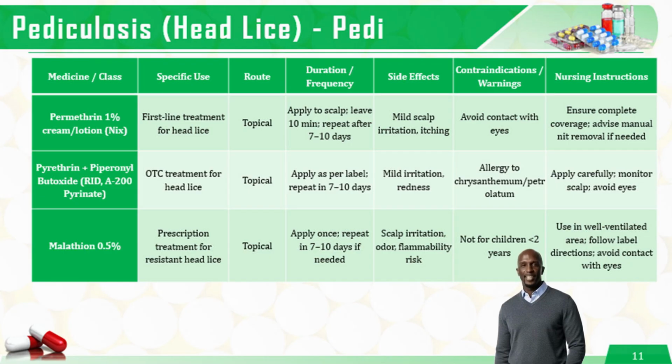Permethrin 1% lotion, known as Nix, is the first-line treatment. It is applied to the scalp for 10 minutes, then rinsed. A repeat dose is given after 7 to 10 days. Mild irritation is common. Pyrethrin plus piperonyl butoxide is an over-the-counter alternative.